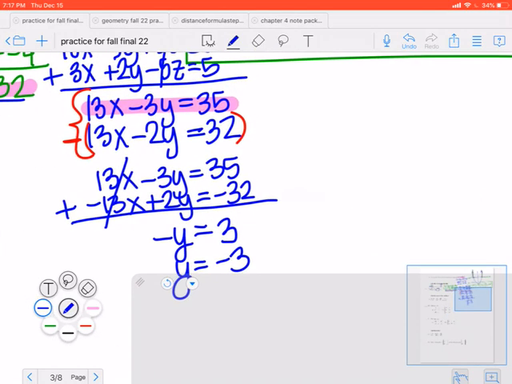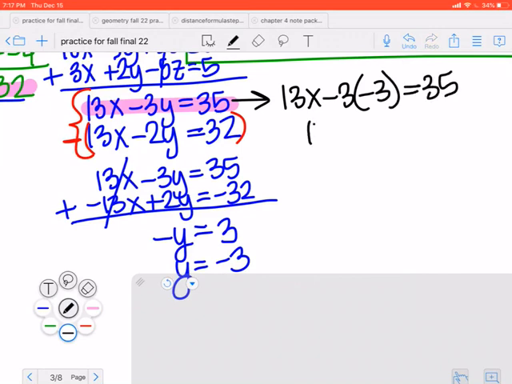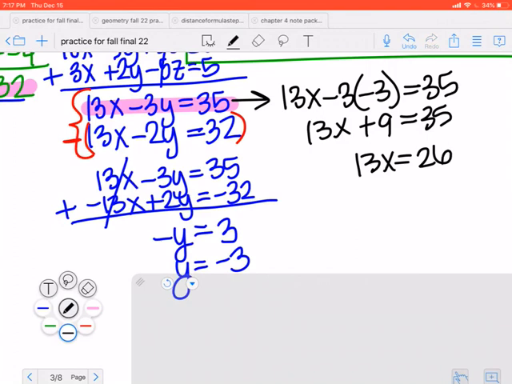Alright, so we've got now one of our variables. I've got to finish solving this system by plugging in the y to find the x value. I could use either of those equations, it doesn't matter. So I'm just going to choose the top one, plugging in the y as a negative 3. 13x minus 3 times negative 3 for the y equals 35. 13x plus 9 is equal to 35. Subtract 9 from both sides gives us 13x equals 26. Divide both sides by 13, x is equal to 2.